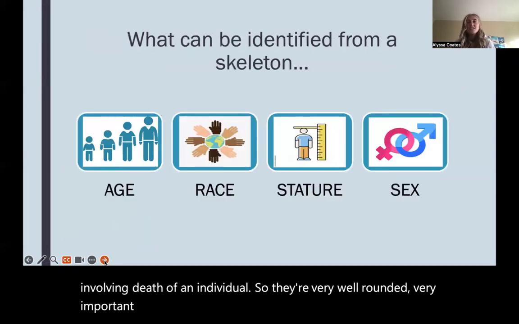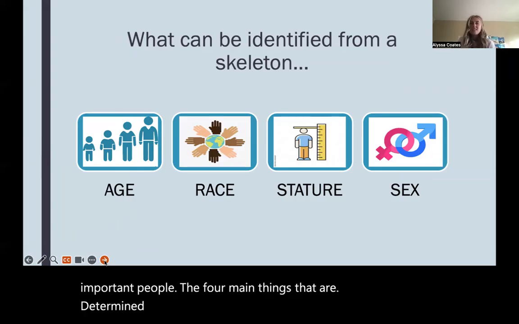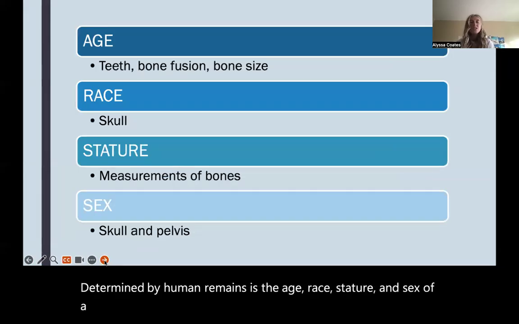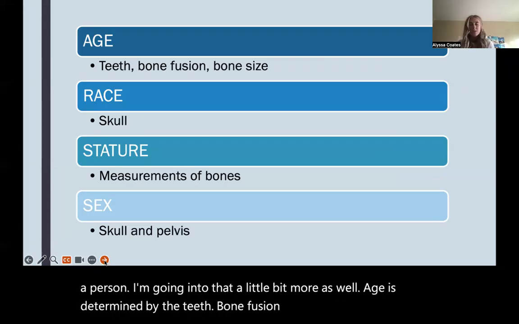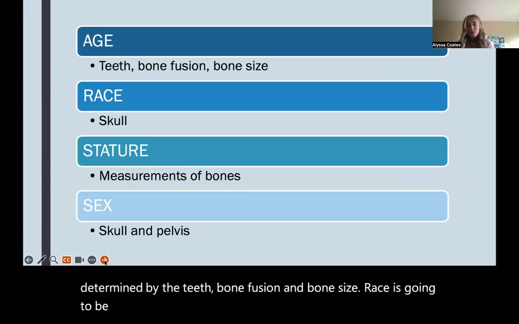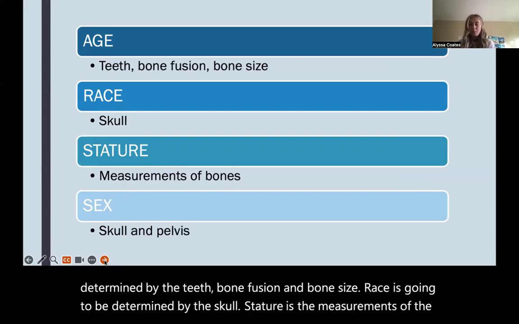The four main things that are determined by human remains are the age, race, stature, and sex of a person. Going into that a little bit more, age is determined by the teeth, bone fusion, and bone size. Race is going to be determined by the skull. Stature is the measurements of the bones, and sex is going to be the skull and the pelvis.